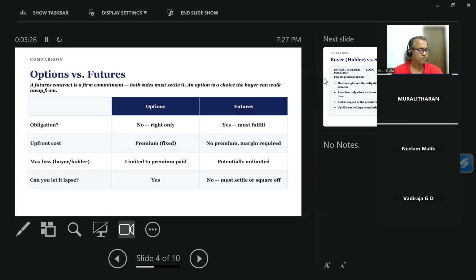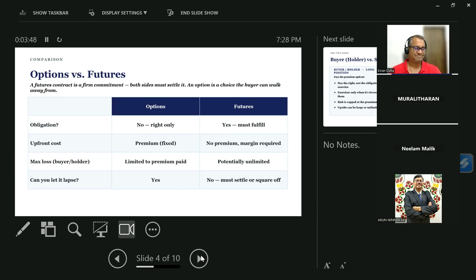Can we say that options are a much safer bet than futures? Options are a safer bet than futures. Yes, as long as you know how to protect the risk. That is why options as a financial instrument came into the picture. You're correct, Kiran. I will add one more thing also: options have more options, and futures do not have more features.